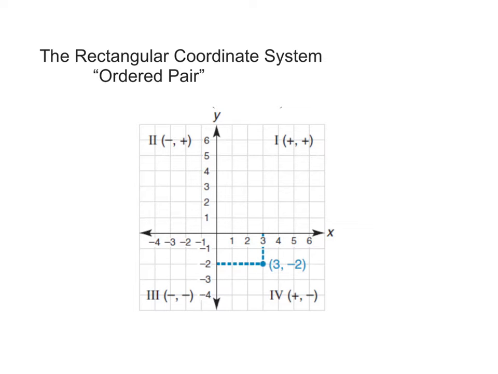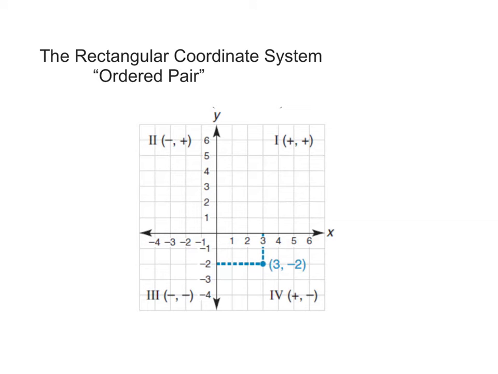Let's look next at plotting points, or what we refer to as ordered pairs. An ordered pair consists of 2 separate parts, an x-coordinate and a y-coordinate. The x-coordinate is the horizontal direction, the y-coordinate is the vertical direction.